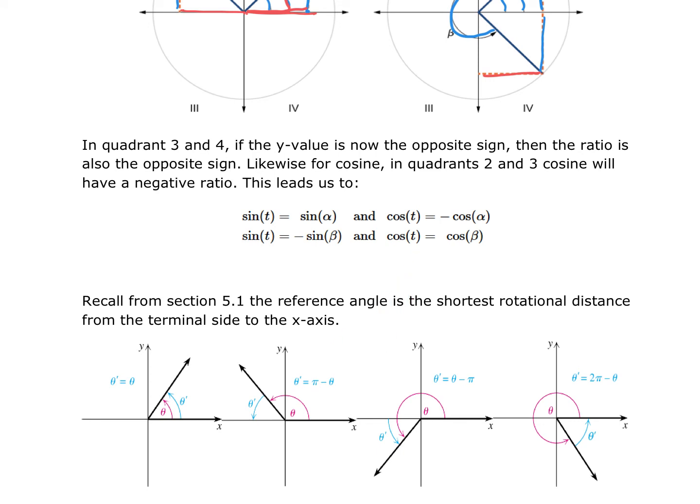Now, we're going to talk about reference angles. Why? Because reference angles and the quadrant we land in are going to help us fill out the rest of the unit circle. And later, they're going to help us evaluate other sine and cosine values when we are not using our special angles. So our special angles are 0, pi over 6, pi over 4, pi over 3, and pi over 2, and the ones that would be similar to those using reference angles.